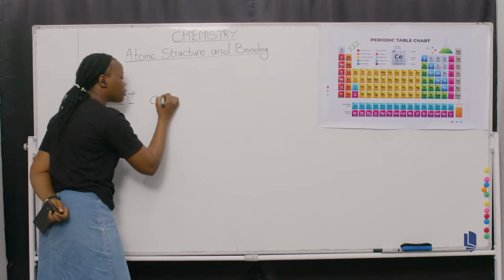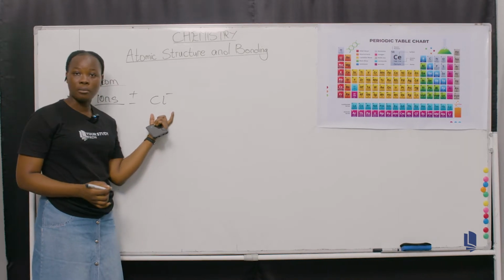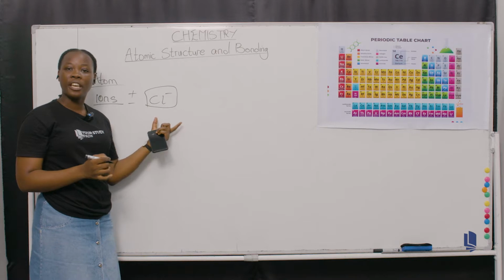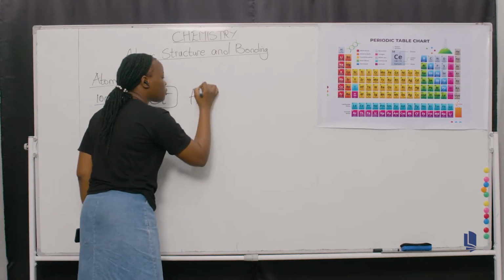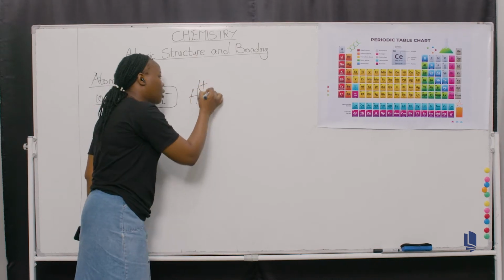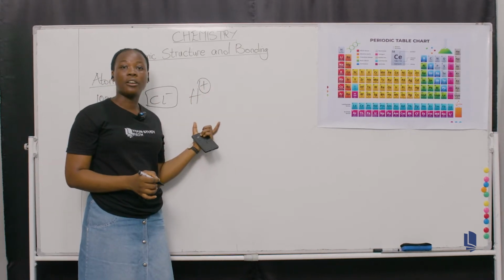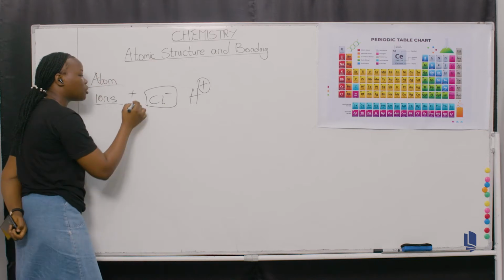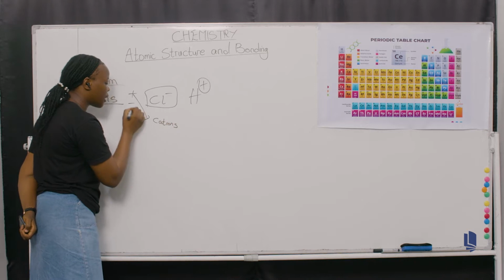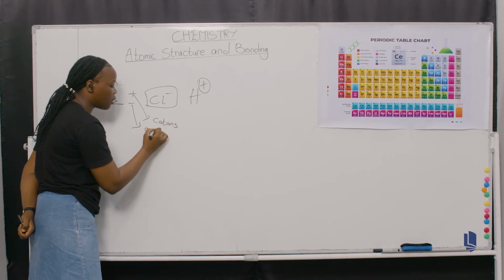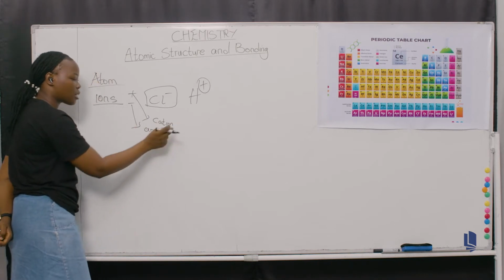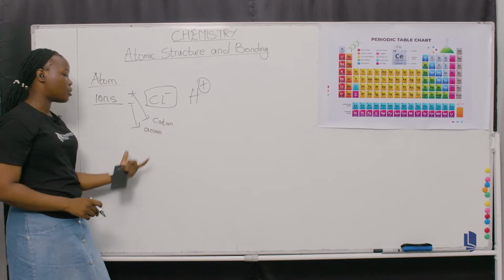An example would be Cl minus. This is an element, chlorine, right? But it carries a charge. So this is a chlorine ion. And also H plus. Hydrogen is an atom, right? But it has electrical charge, and so it is now an ion. I want to make mention that positively charged means cation, negatively charged means anion. So a positively charged ion is a cation, a negatively charged ion is an anion.